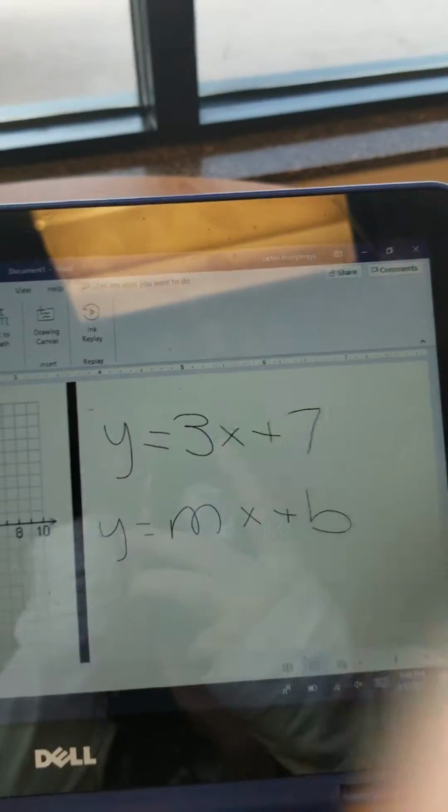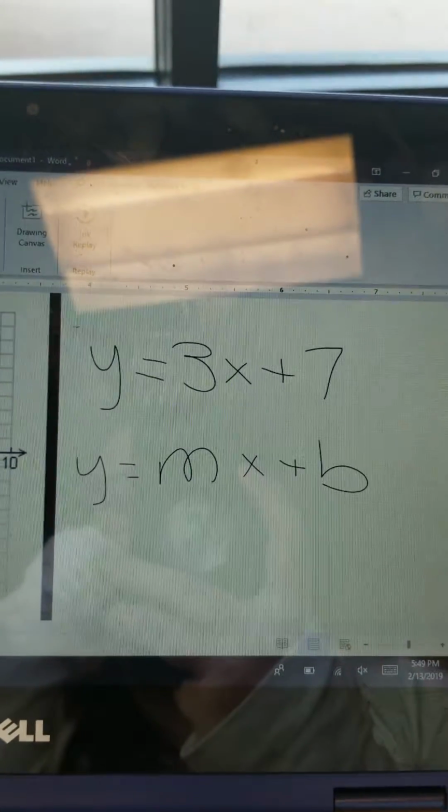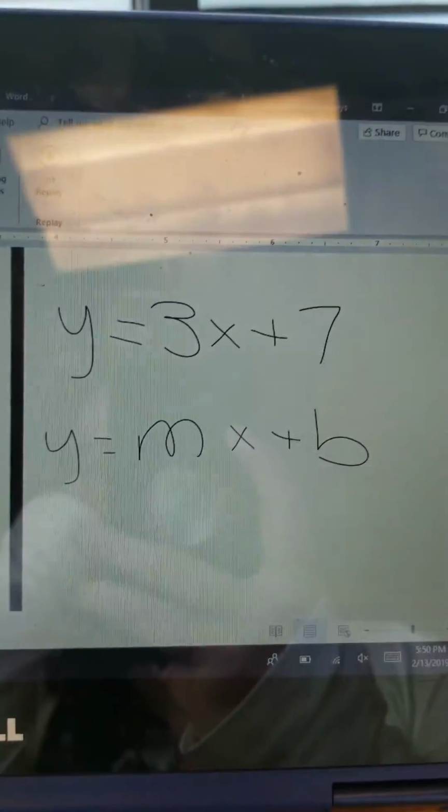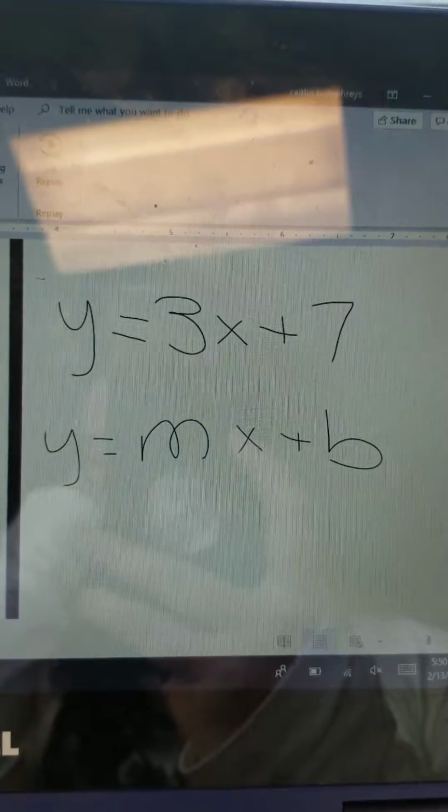Okay guys, the last thing that we learned today on Wednesday in class was how to take an equation and graph it, and this was your homework. So if you're having trouble on the homework, reference this video.